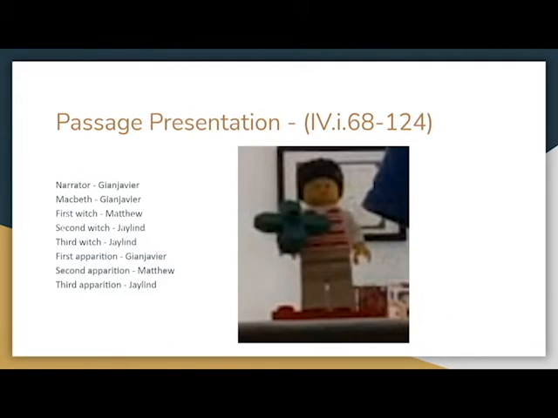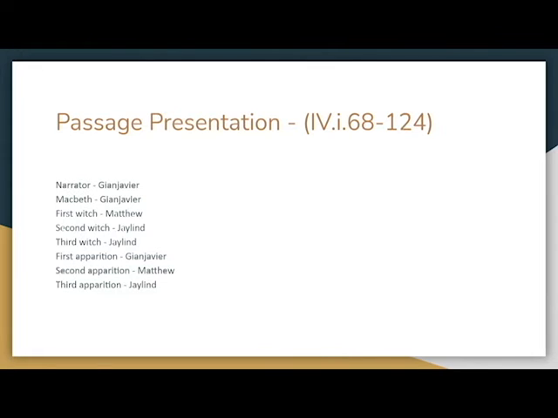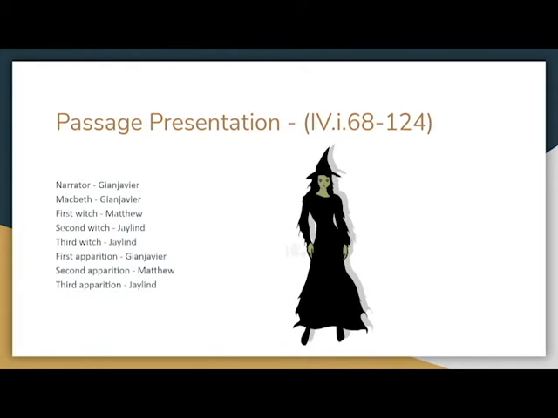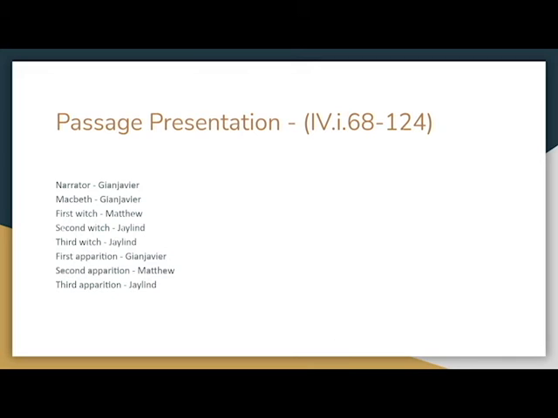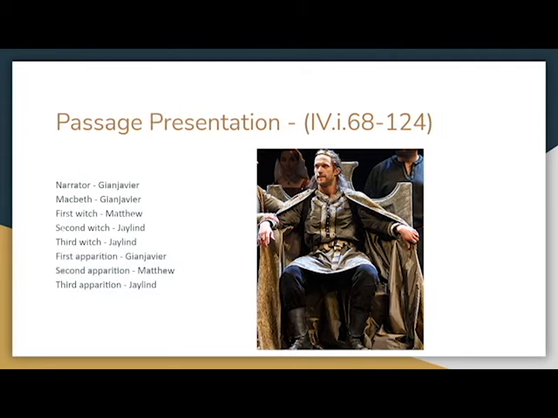Thunder, third apparition, a child crowned with a tree in his hand. What is this that rises like the issue of a king, and wears upon his baby brow the round and top of sovereignty? Listen, but speak not. Be lion-mettled, proud, and take no care who chafes, who frets, or where conspirers are. Macbeth shall never vanquished be until great Birnam Wood to high Dunsinane Hill shall come against him. He descends. That will never be. Who can impress the forest, bid the tree unfix his earth-bound root? Sweet bodements, good! Rebellious dead, rise never till the wood of Birnam rise, and our high-placed Macbeth shall live the lease of nature, pay his breath to time and mortal custom.